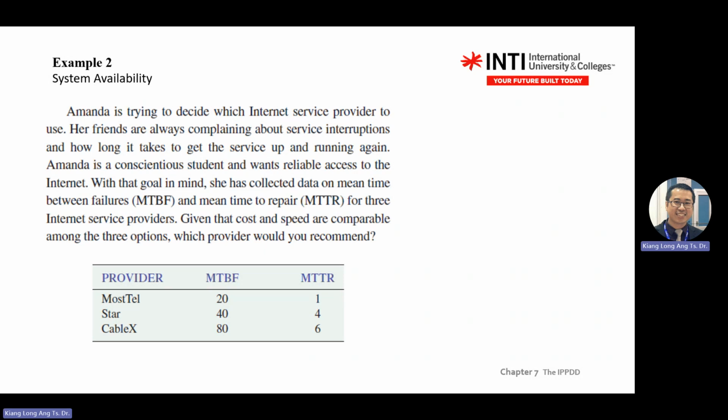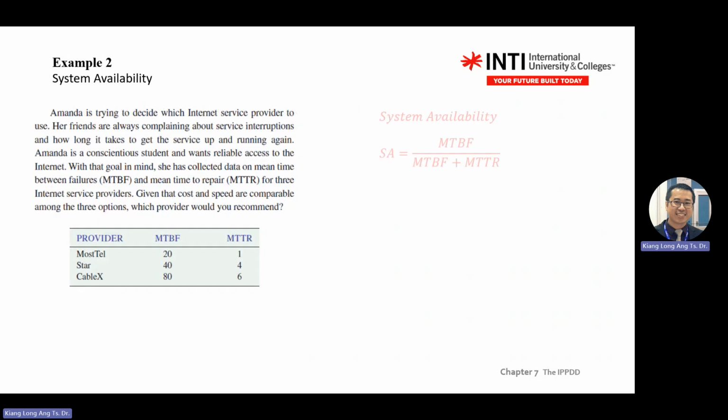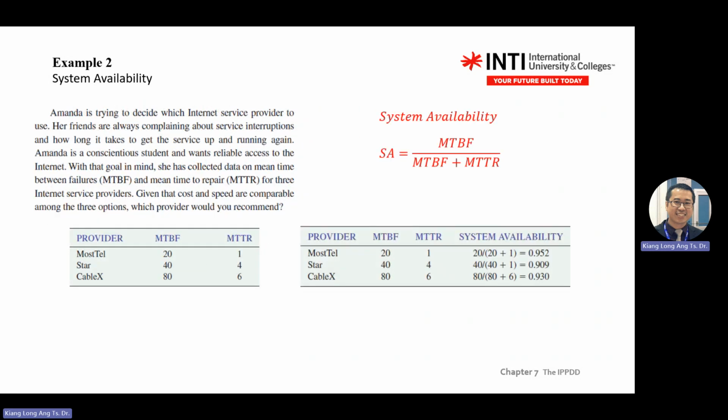So this one is the same formula, SA equals MTBF divided by the total of MTBF and MTTR. If we do the calculation, you'll get 95%, 90%, 93%. So you will choose the highest one, Mostel. So this is basically a bonus question. Nothing complex here.